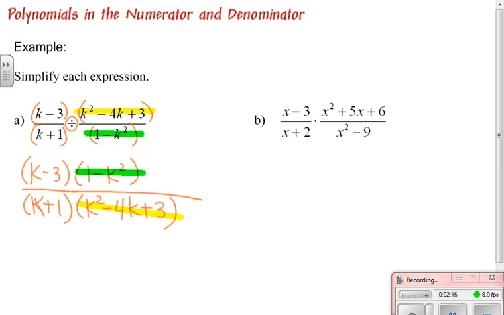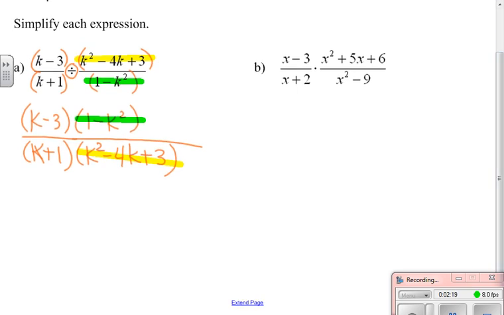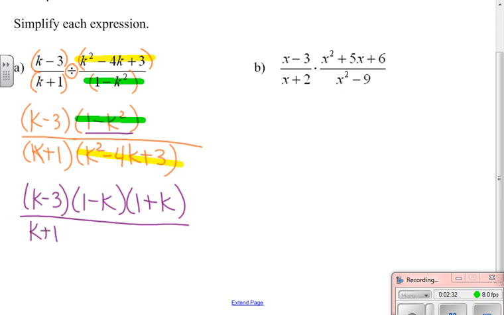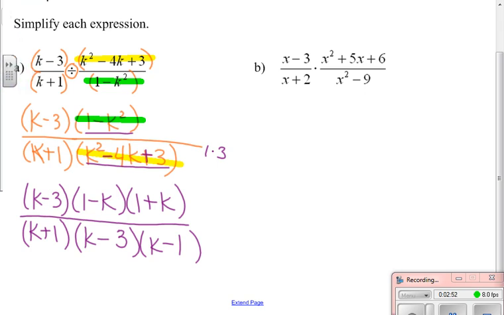Now I need to go ahead and factor. K minus 3 is already factored. This is the difference of perfect squares, so it factors into that. K plus 1 is already factored. This is a trial and error factor using the factors of 3. Minus plus means that I'm going to have minus minus. Well, the only factors that work are those. Check your middle. Minus 3k minus 1k makes minus 4k. K plus 1 and 1 plus k are the same. Order doesn't matter in addition.